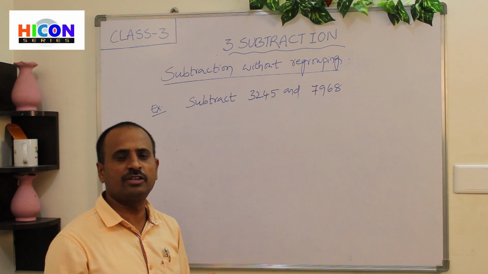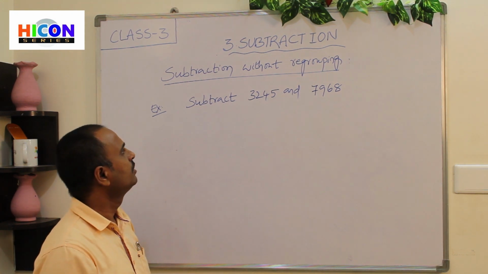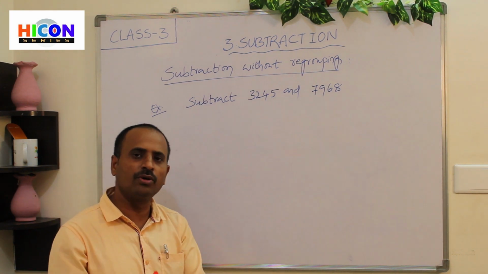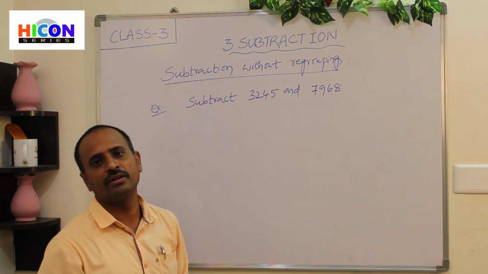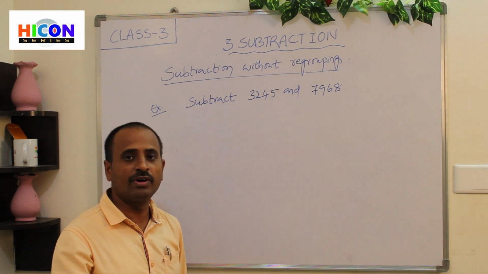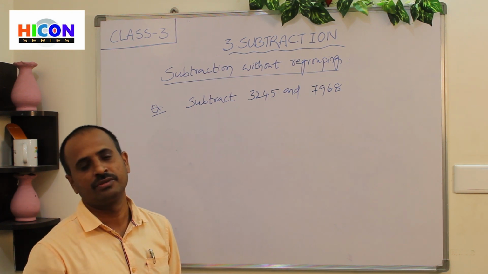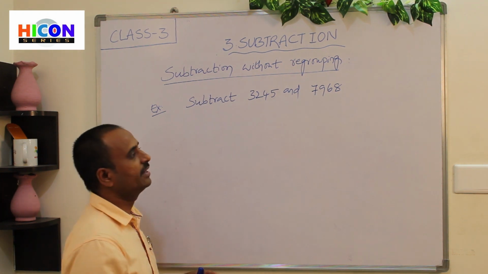So the subtraction will be same as in that of 3-digit numbers. First we have to write these two numbers one below the other. While writing one below the other, we have to write the greater number first. So which is the greater number among these?